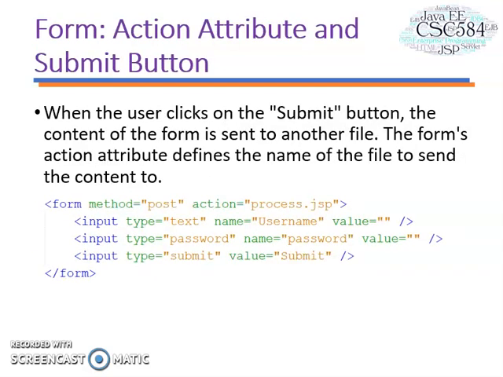After the user has specified the input elements such as text fields, the user can submit the form with the action attribute and the submit button. When the user clicks on the submit button, the content of the form is sent to another file. The form's action attribute defines the name of the file to send the content to. The file defined in the action attribute usually does something with the received input. So this is an example form tag to submit to a file named process.jsp.